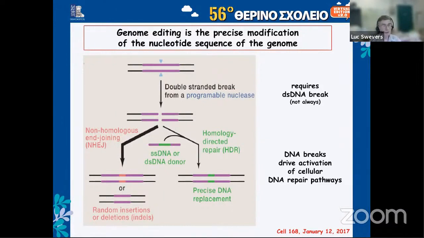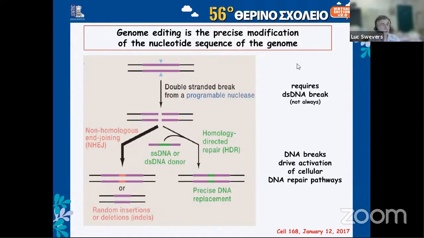And historically, in order to do that, it required a double-stranded DNA break. However, I want to point out from the beginning that now the methods have improved so much that this double-stranded DNA break is no longer required, which is a great advantage. And this is due to developments in the improvements of the CRISPR-Cas system.